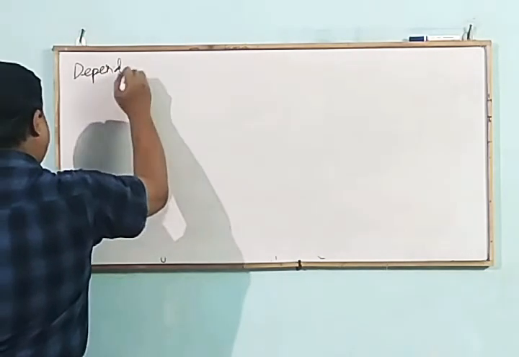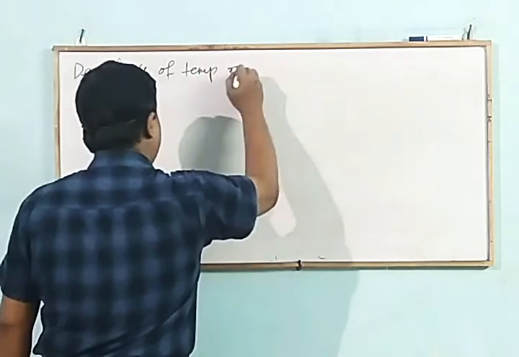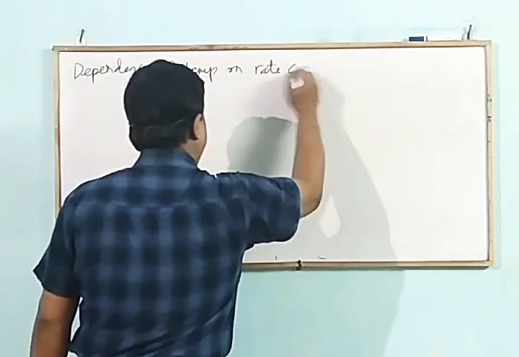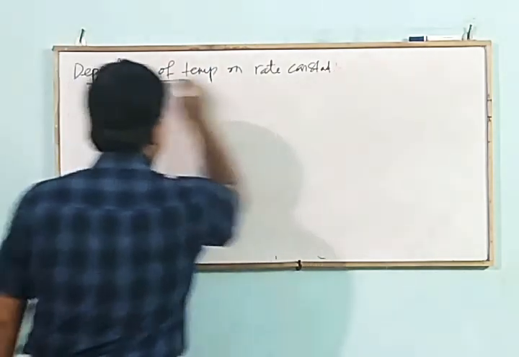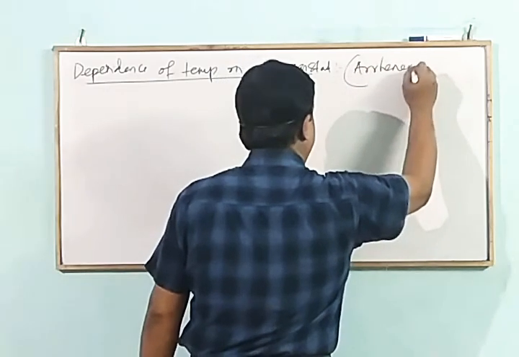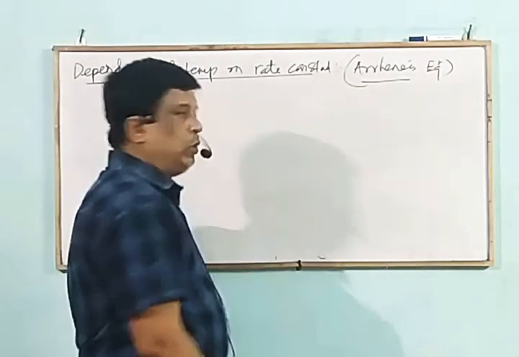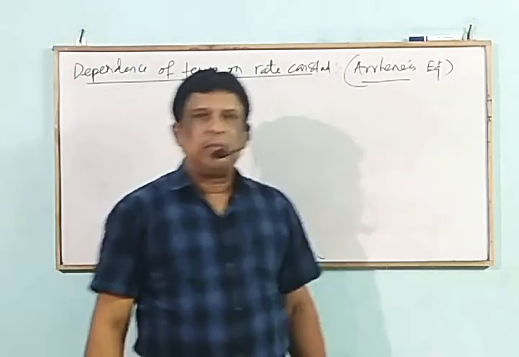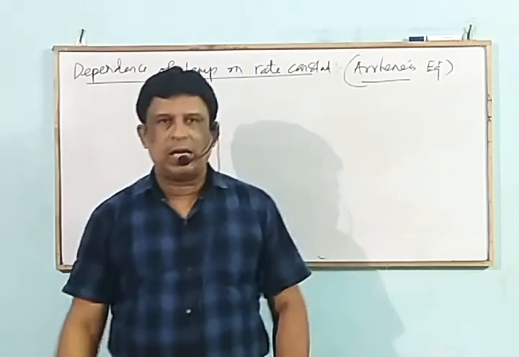Dependence of temperature on rate constant, that is the Arrhenius equation. We know that temperature plays a significant role while deciding the rate of reaction.